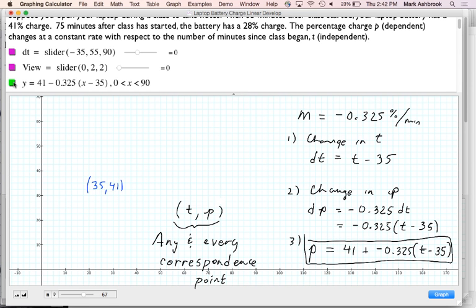Don't want to do green. And there they are. So we derived a relationship for every correspondence point, starting at time 0, and then we show up at 90.